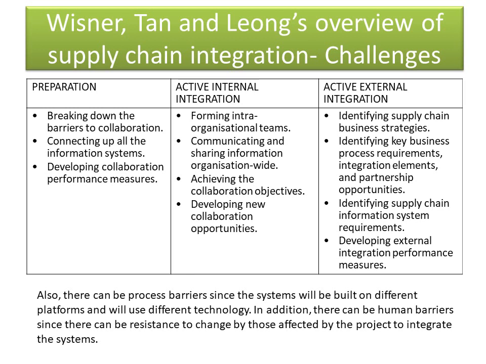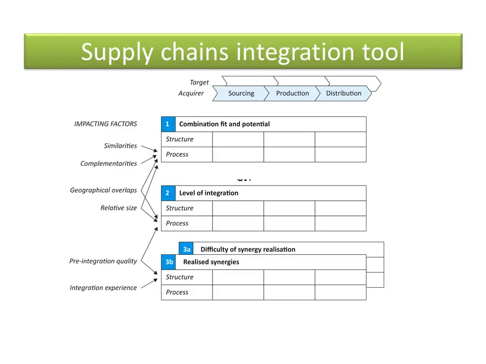There can also be process barriers, since systems need to be built on different platforms and will use different technology. In addition, there can be human barriers, since people can resist change, and these need to be considered as part of any integration challenge. So Wisner, Tang and Liang are very, very important theory for challenges of integrating supply chains.